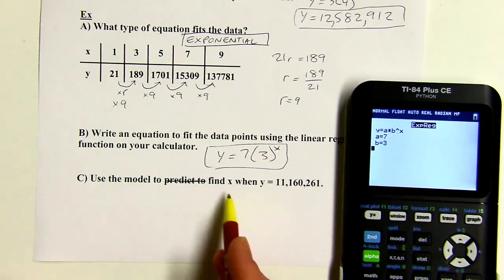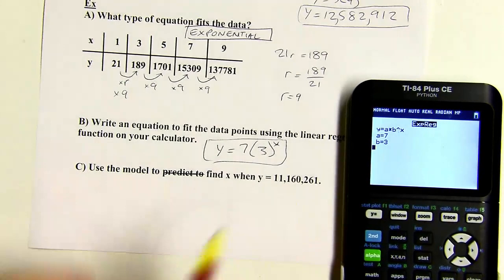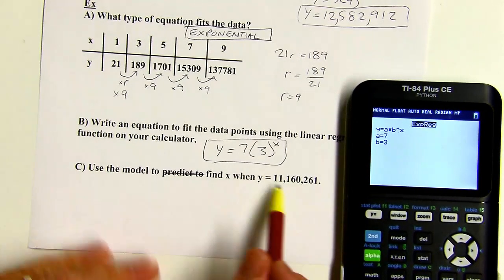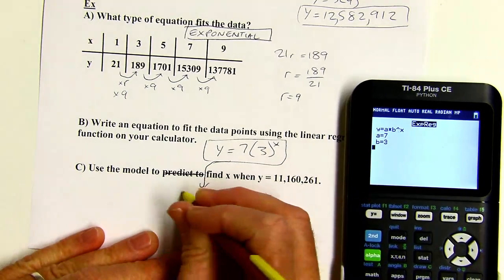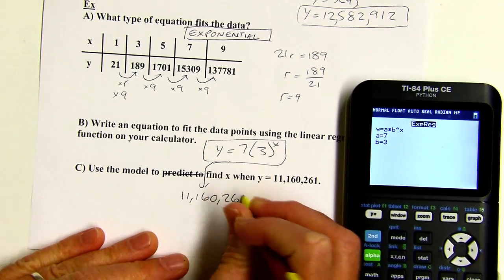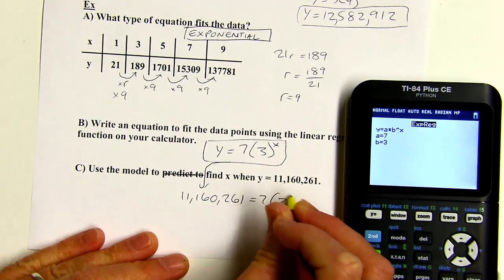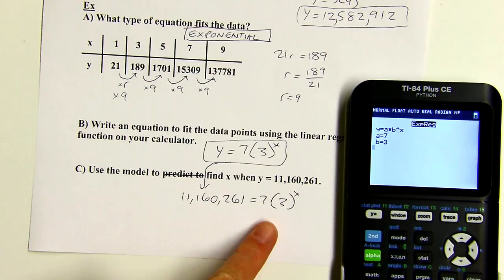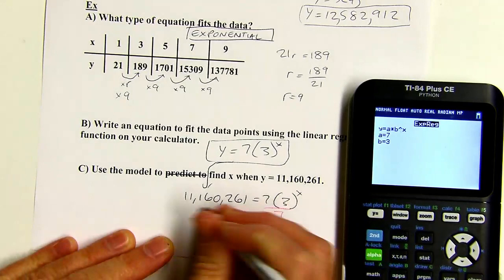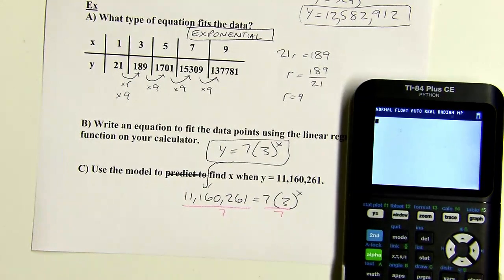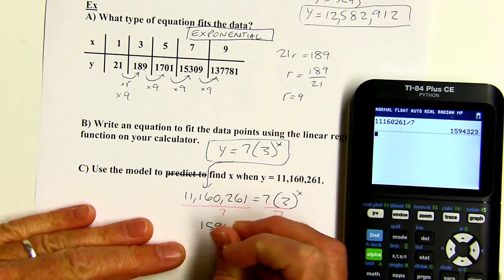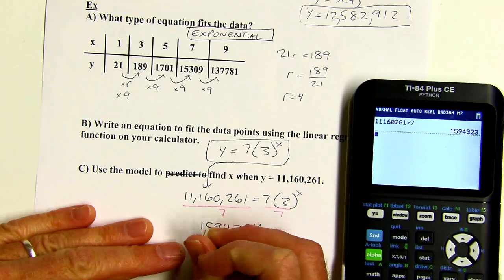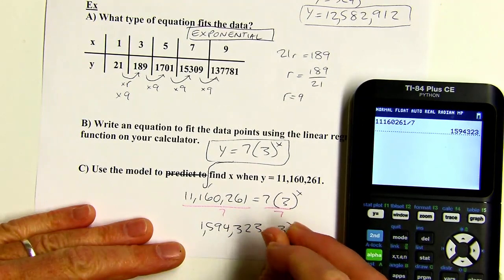All right, and now this says find x when y is 11,160,261. Okay, so we're plugging in the y value into this equation now. So let's go ahead and do that. Okay, so I'm trying to solve for x. Let's start by dividing by 7. You can divide the whole equation by 7. Okay, and still got a large number over here, not quite as large anymore. Still over 1 million. So that's what 3 to the x equals.